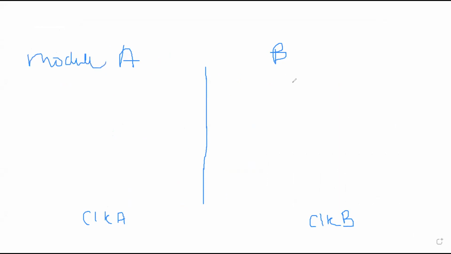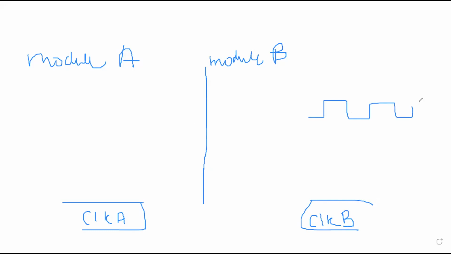So let's suppose this is domain A and this is domain B. Domain A is working on clock A and this is working on clock B. So suppose this is a module, call it module A, and this is module B. Each module is having its own clock, clock A and clock B. So this is my clock A and this is my clock B.